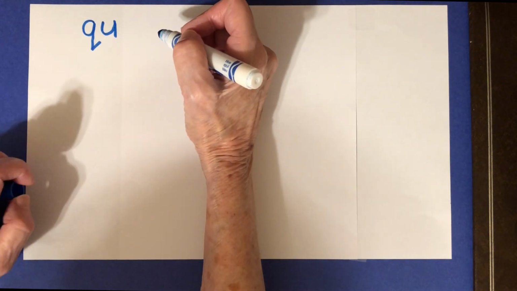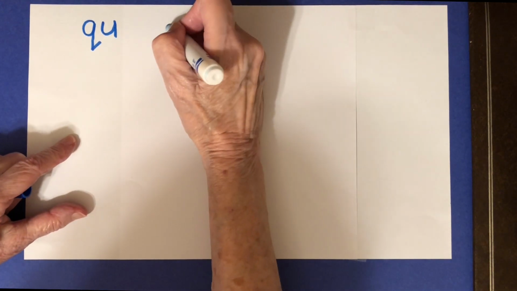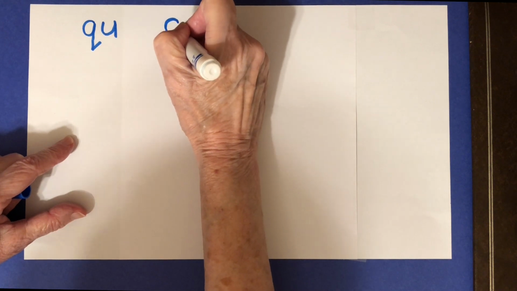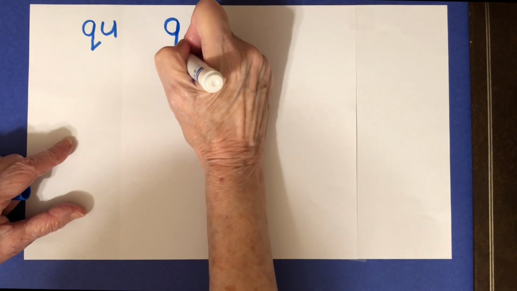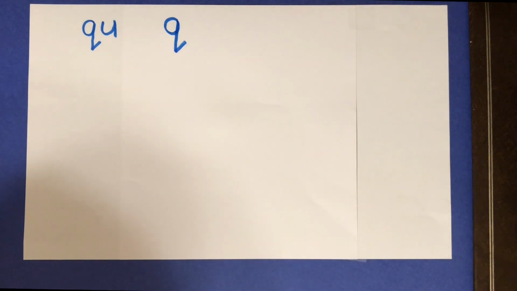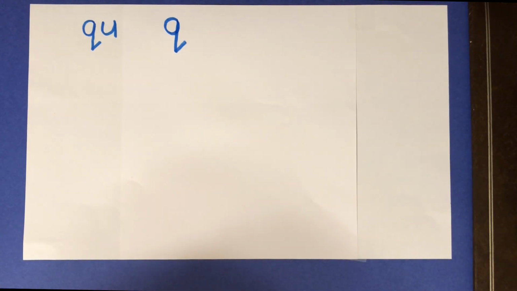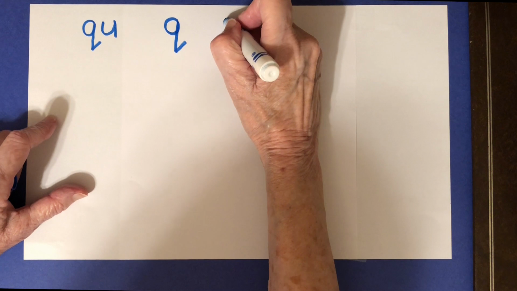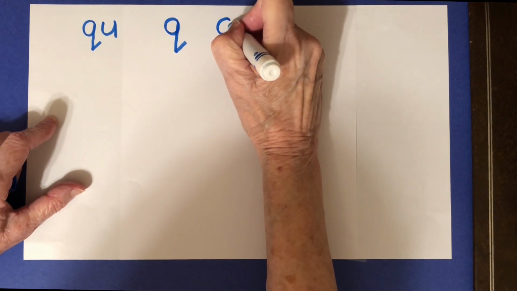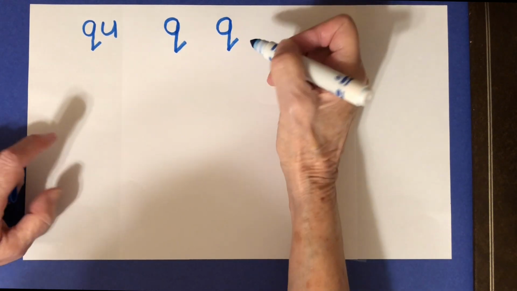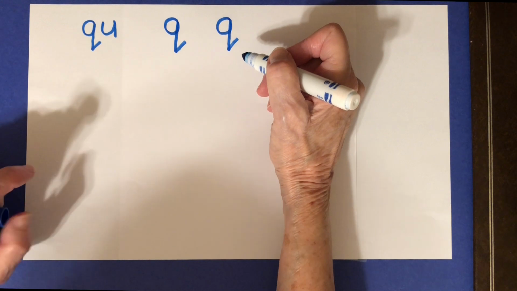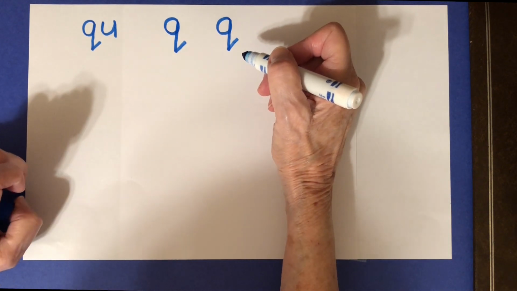When I make the lowercase q, I make a magic C, come back up, go down, and kick it out. So here's the magic C, come back up, go down, and kick it out. As I make it again, you make it in the air with me. Ready? Magic C, back up, go down, kick it out. Good job. I like to kick it out with a straight line instead of a curved line so that I don't confuse the Q with a G.